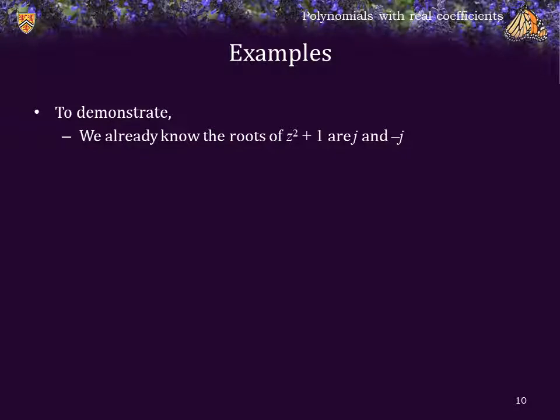Now, to demonstrate, we already know that the roots of z squared plus 1 are j and negative j, and negative j is the conjugate of j and vice versa. Let's take a look at the polynomial z squared plus bz plus c. In this case, we can find the roots using the quadratic formula. Now, I've substituted these values into the quadratic formula and expanded them, but notice that we have negative b over 2 plus or minus the square root of something over 2.